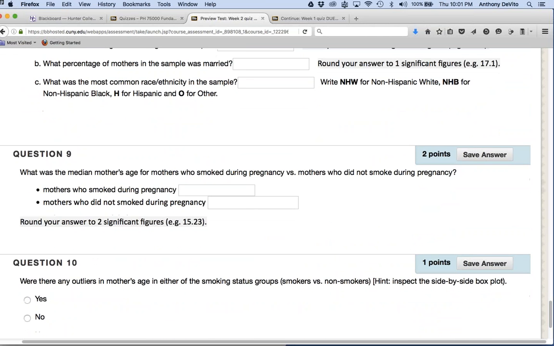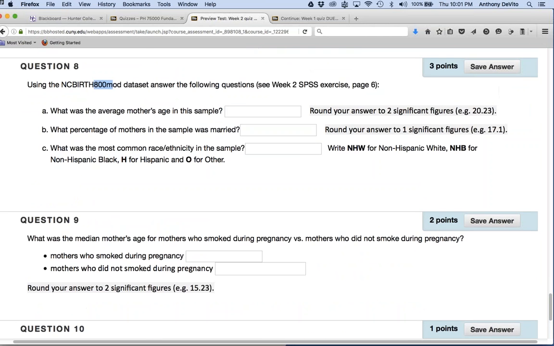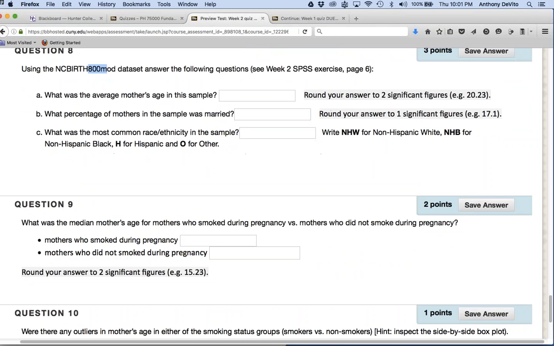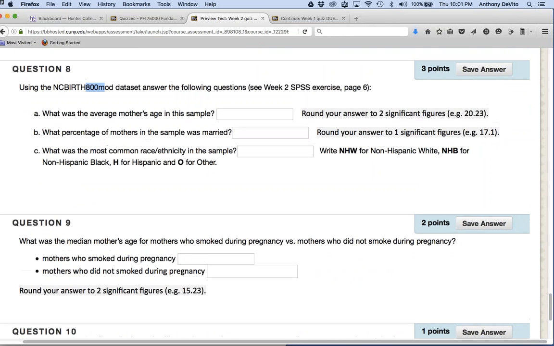And in order to do this, you had to actually do this calculation in SPSS. So you had to calculate what the average mother's age is in this group, what percentage of mothers in the sample were married, and what was the most common race and ethnicity for this group. Well, let's see what we have here.